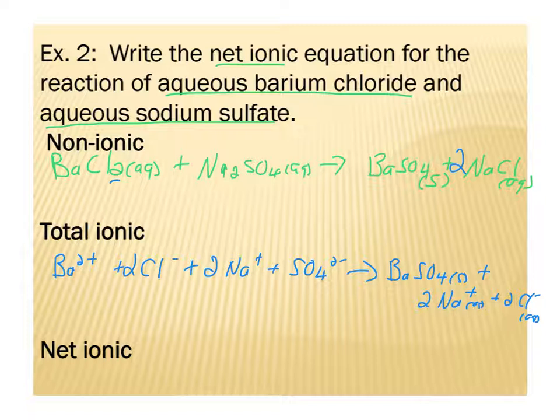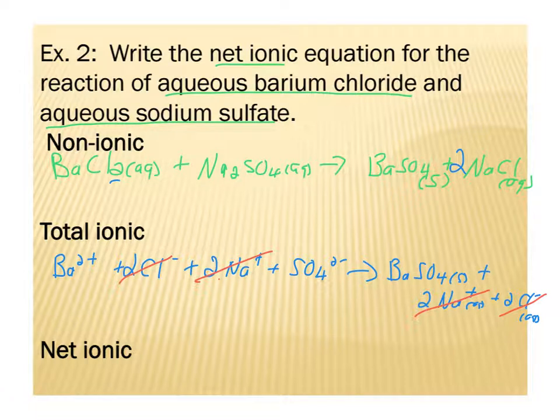And our next step is to cancel out any chemicals that are the same on both sides. On the left side, we notice we have 2 sodium ions, and they cancel out with the 2 sodium ions on the product side. Also, we notice that we have 2 chloride ions on the reactant side and 2 chloride ions on the product side, so they can cancel out. So then we can finally write our net ionic equation.